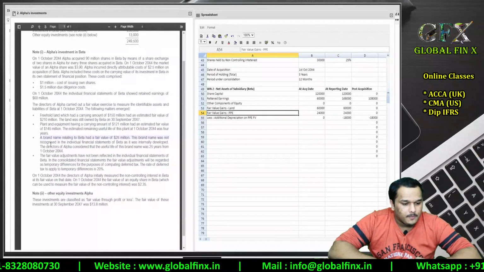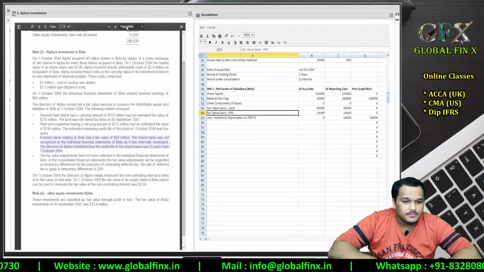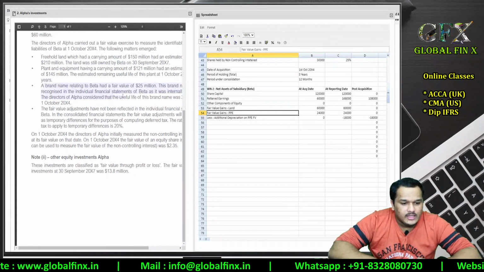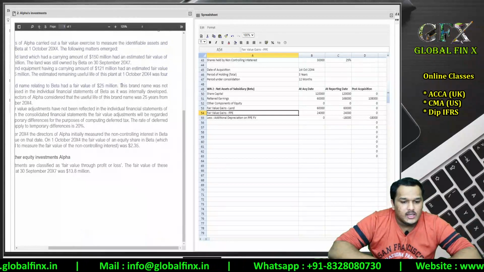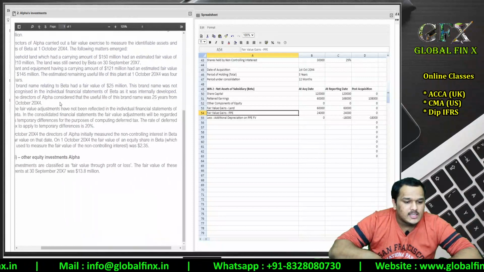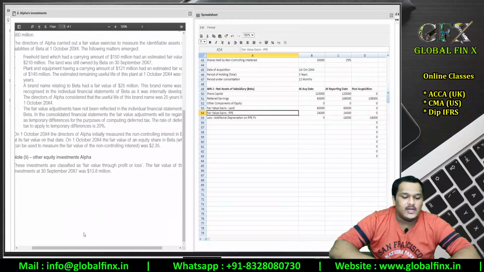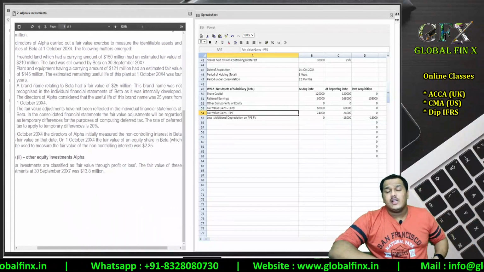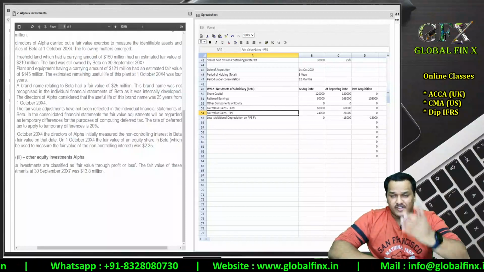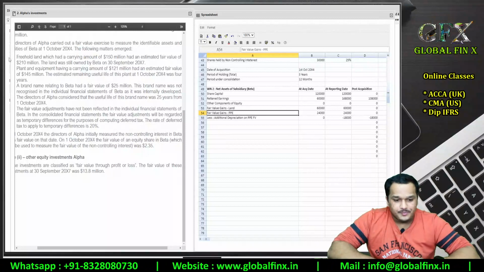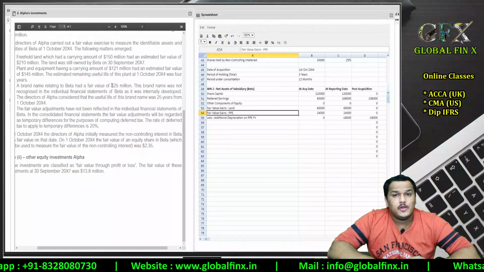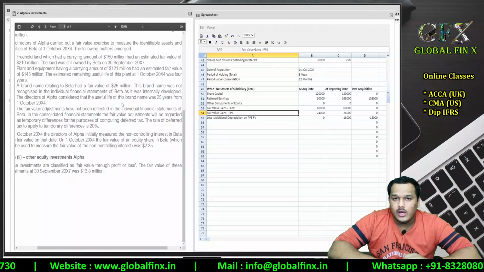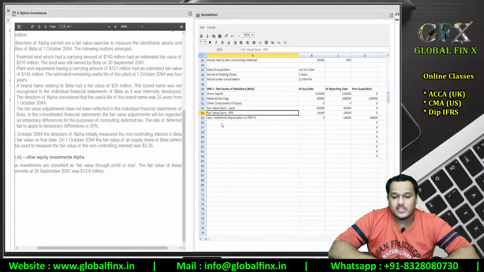Then the third one, the brand. There is some brand also now. See here, a brand name relating to Beta had a fair value of 25 million. This brand name was not recognized in the individual financial statements of Beta as it was internally developed. Under IAS 38, internally developed intangible assets shall not be recognized in the statement of financial position if the fair value cannot be determined. But as per IFRS 3, when you are doing consolidated financial statements, while calculating goodwill, we have to take the fair value of intangible assets of the subsidiary which are not shown in the balance sheet as well.